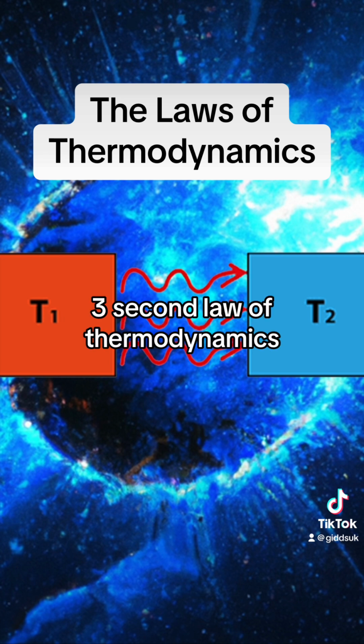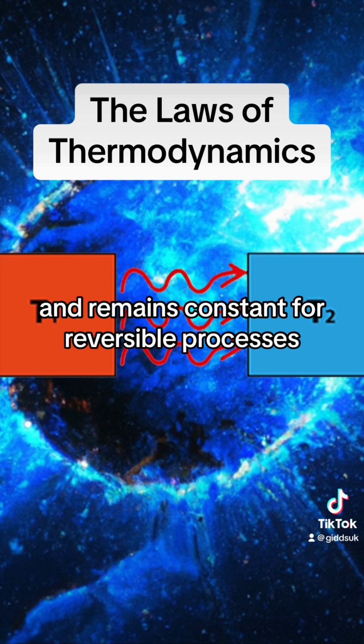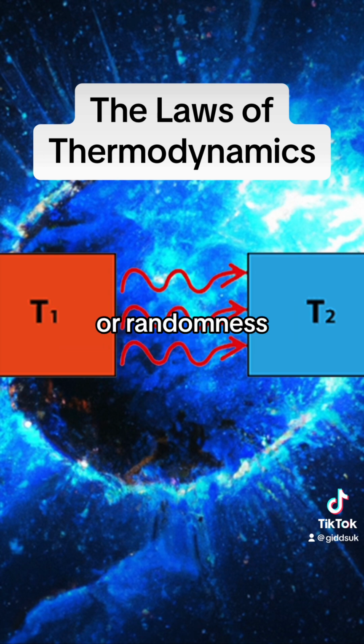3. Second law of thermodynamics. The total entropy of an isolated system always increases over time and remains constant for reversible processes. Entropy is a measure of the system's disorder or randomness.